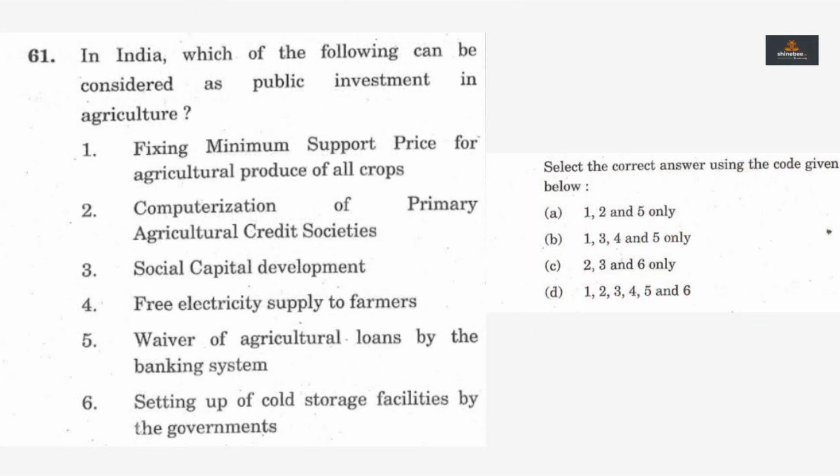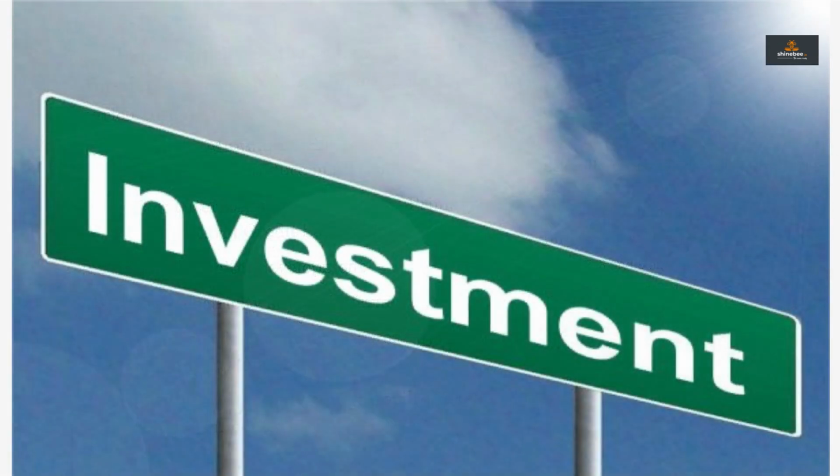The question on public investments in agriculture in 2020 prelims. In this question, use your general understanding of the term investment. In any industry, investments are done to increase productivity and production. The term public investment only means that investment is being done by the government. And if government does investment in agriculture, then it should bring increased production and productivity.